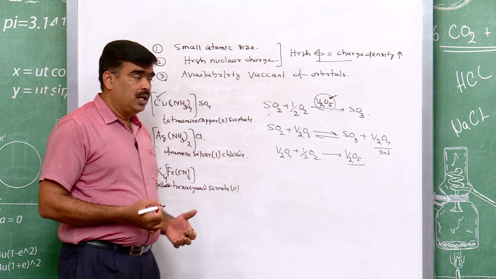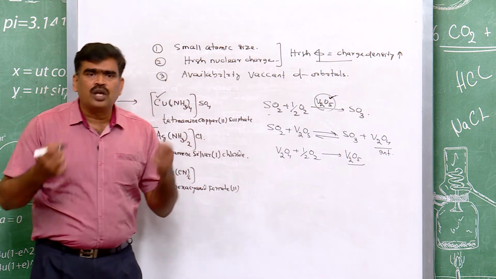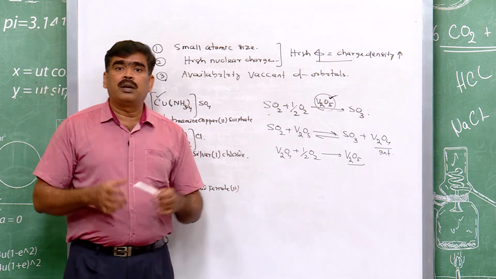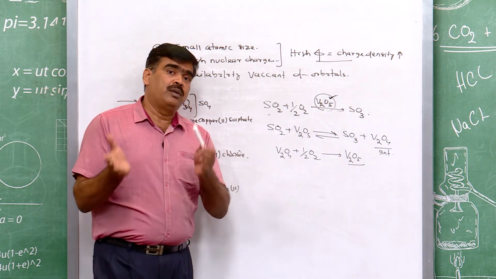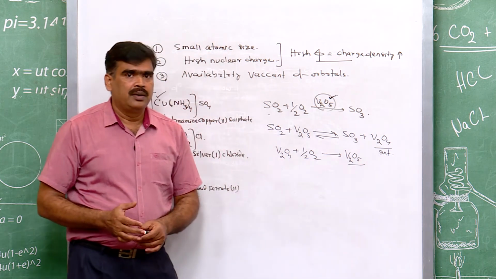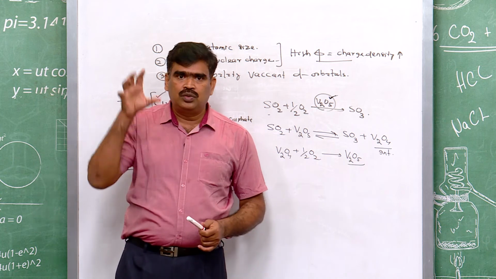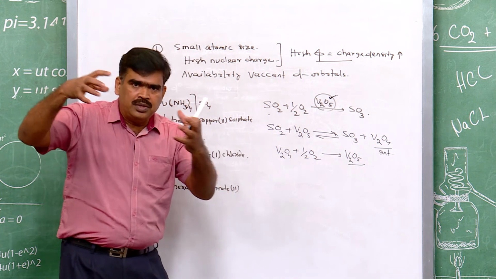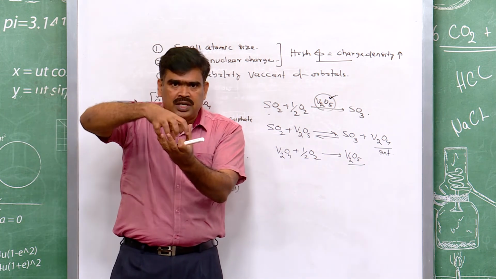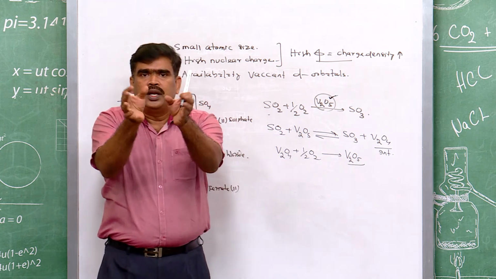Another important thing: transition metals provide a large surface area due to the presence of vacant orbitals. They have unpaired d electrons and also vacant d orbitals. That vacant d orbital provides a large surface area to the gaseous reactants. They adsorb the gaseous reactants on the surface, provide them activation energy, and carry out the reaction.